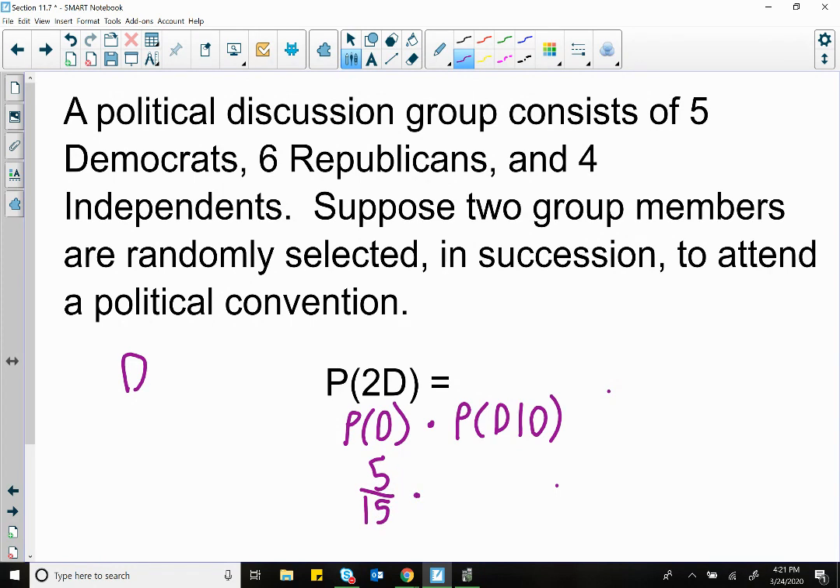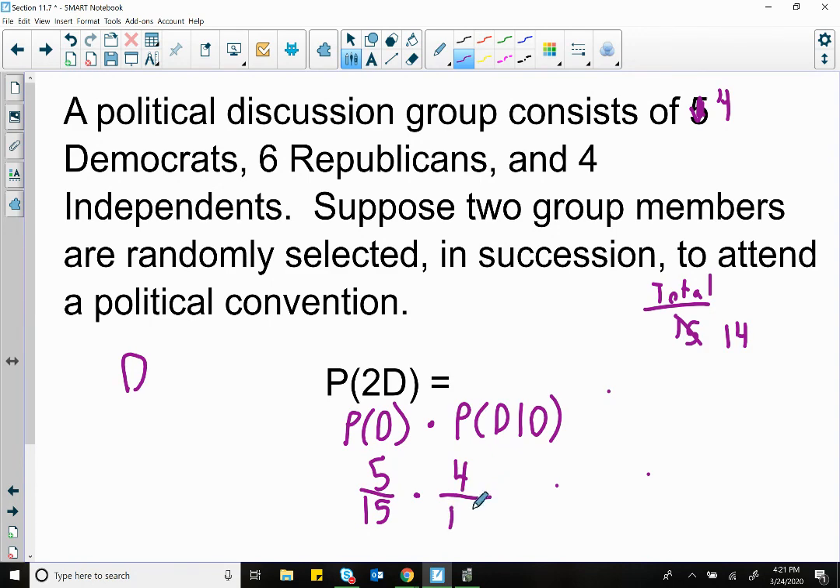Well, so there is no longer a total of 15 because I just pulled one person out. That's going to give me 14. There are no longer 5 Democrats. There are 4. So when we do this next piece, how many Democrats do I have left?